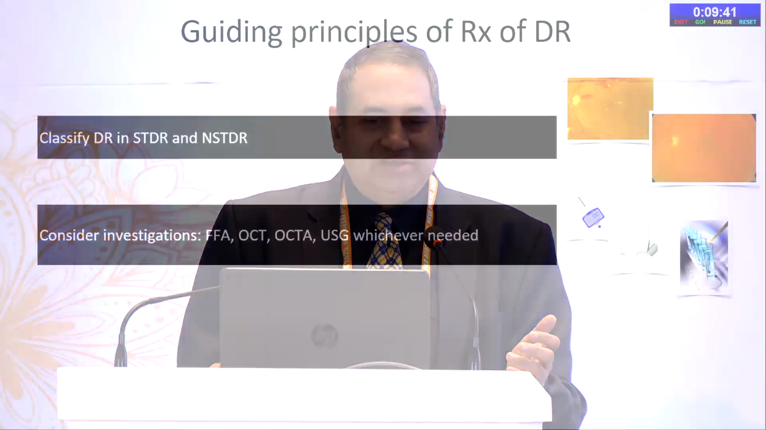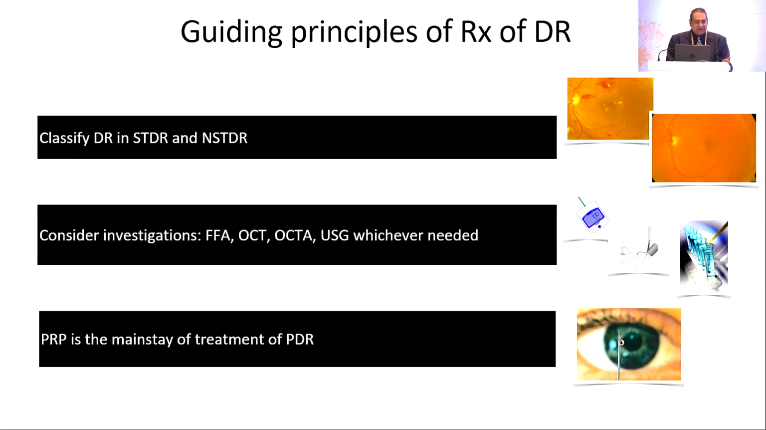Thanks, Unni, for putting up this nice course. In the next few minutes, I'll be sharing thoughts on an algorithmic approach to manage diabetic retinopathy. There are certain guiding principles in treatment of retinopathy. You first classify whether it is sight-threatening. Anything above severe NPDR, PDR, and DME becomes sight-threatening. You consider investigations based on the various stages and what is needed.